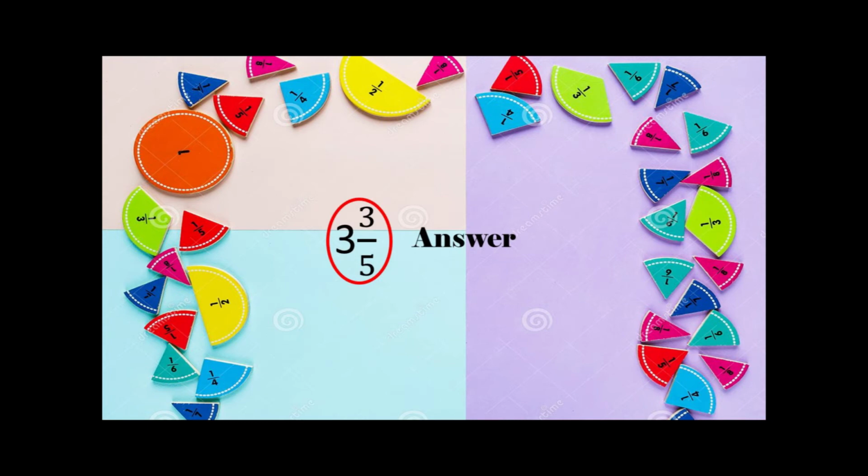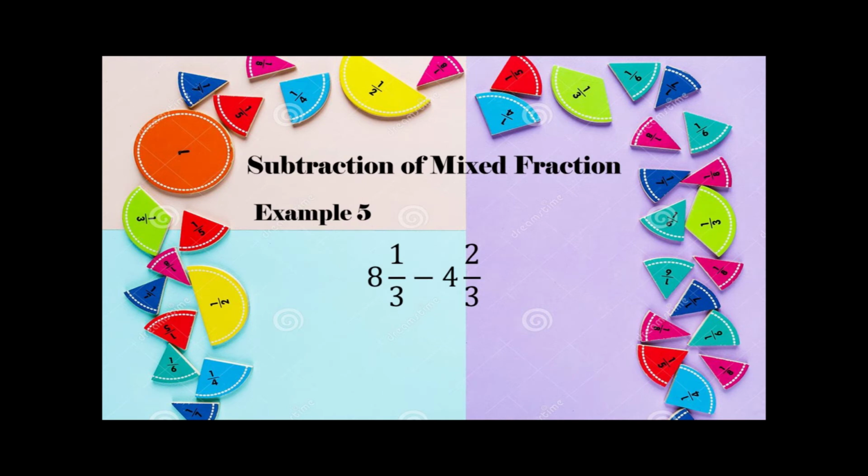Combined with the whole number, which is 3, the answer is 3 and 3/5. Did you get it? Okay, let's have another example of subtraction of mixed fractions with the same denominator. Let's have example number 5. We have 8 and 1/3 minus 4 and 2/3.